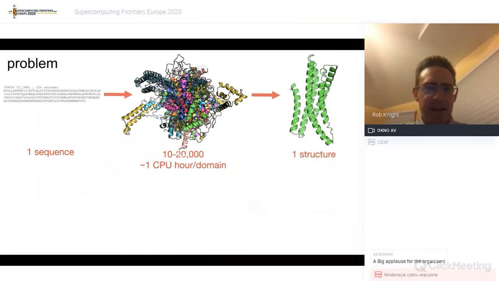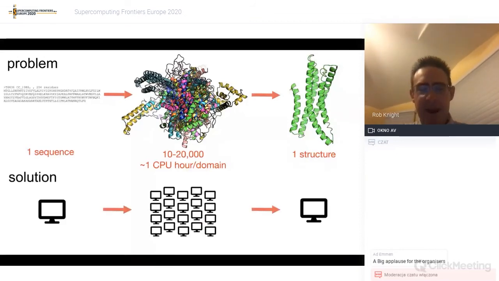So the problem is that going from the protein sequence to the 3D structure is currently a 10,000 to 20,000 CPU hour problem for each protein domain. And as the result of spending all that compute, what you get out of it is one structure. And we use algorithms like Rosetta to do this. So the solution to this is to parallelize it and essentially solve a lot of different structures or different pieces of the same protein puzzle using distributed workers on a community-provided donated computation framework with heterogeneous architecture, and then pull all of those different models back together into one structure at the end after the computation has been distributed.